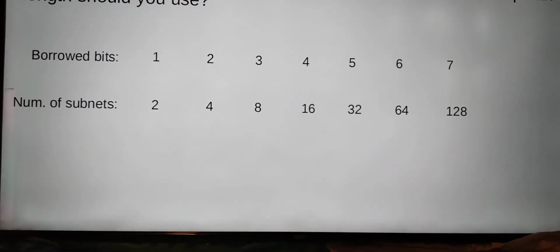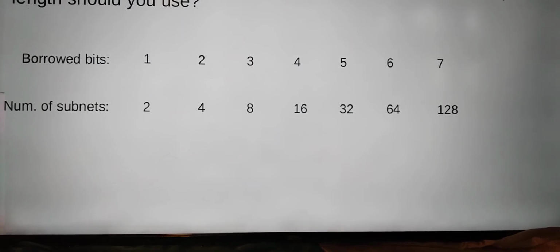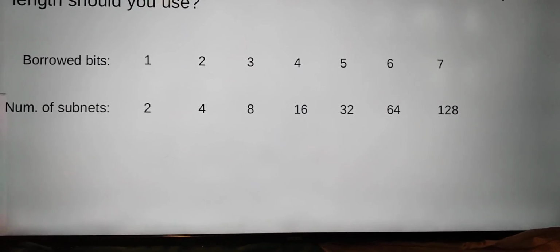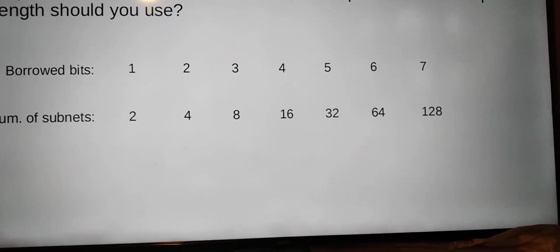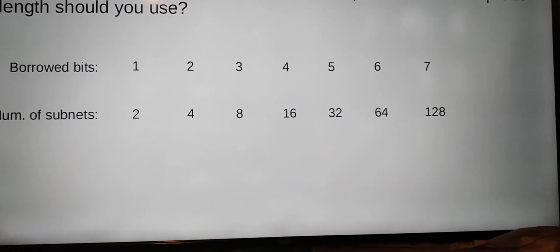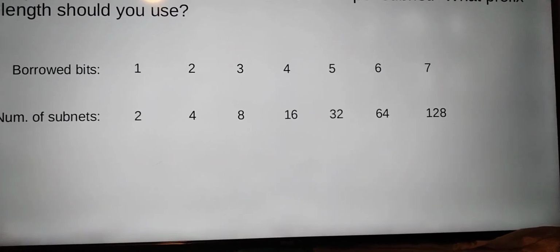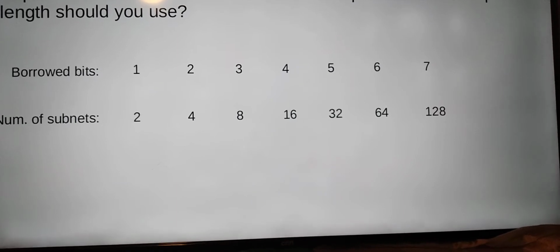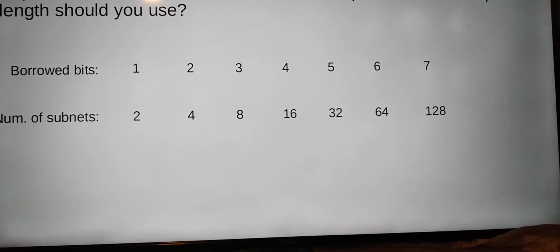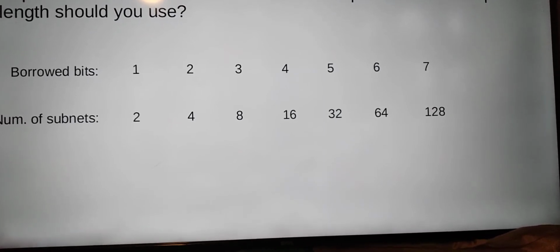And it would be great to write the borrowed bits and number of subnets down on maybe flashcards, because later we will see a higher number than 7, which is on the screen, 128. And the answer is 7 bits to borrow, which will give us the right amount of subnets. So borrowing 7 bits means we will use a /23 prefix length, which leaves 9 host bits.